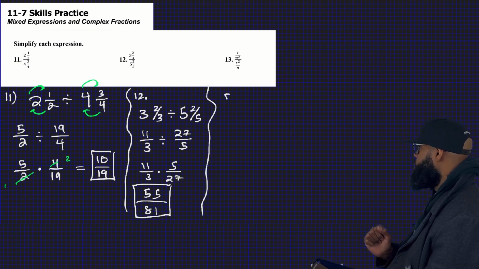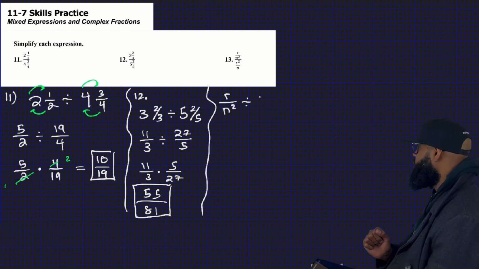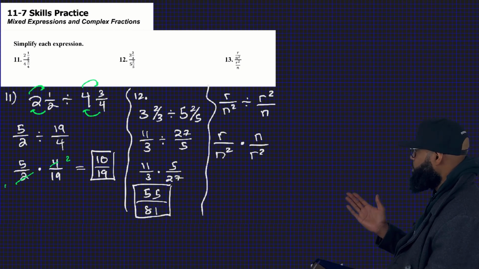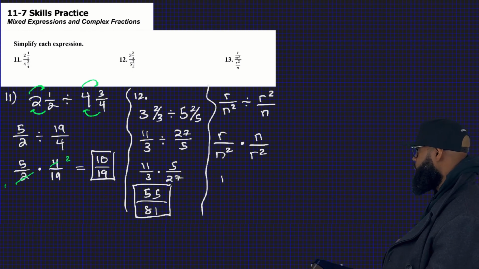And I like it. 13, what do you know? I got more letters than numbers, right? R divided by n squared, all divided by r squared divided by n. So again, nothing to do with the first term, but the second term, I'm going to take the reciprocal, flip it, and change the division to multiplication.